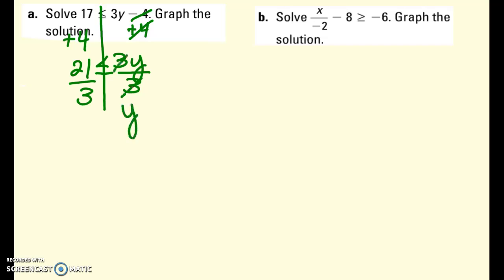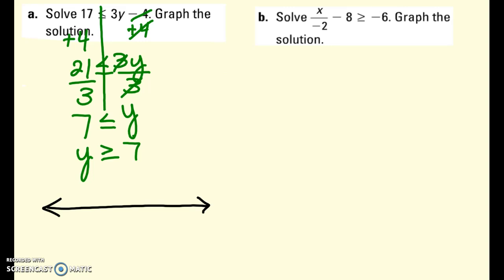Cross out what cancels again, and I get y is on the right hand side there, and 21 divided by 3 is 7. But I don't want to leave my answer like that. I need to spin the entire thing around and rewrite it. Y is greater than or equal to 7. So now I can graph it on my number line. Remember, your number lines don't have to be super spiffy or fancy. Let's just put 5, 6, 7, 8. So I would be graphing this. Y is greater than or equal to 7. Close circle, arrow to the right.